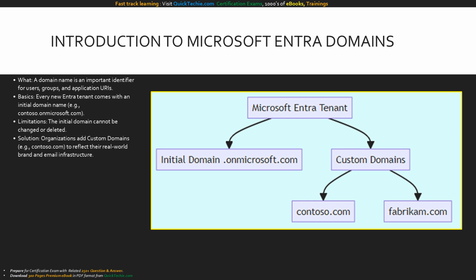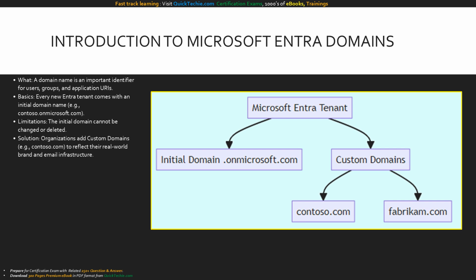This slide outlines the what and the basics. We start with the initial domain, which cannot be deleted or changed, and then we layer custom domains on top of it to align with your corporate branding. It is the very first step in setting up a mature identity boundary in the cloud. As we go through this training, keep in mind that domains act as the anchor for user principal names, proxy addresses, and application identifiers.